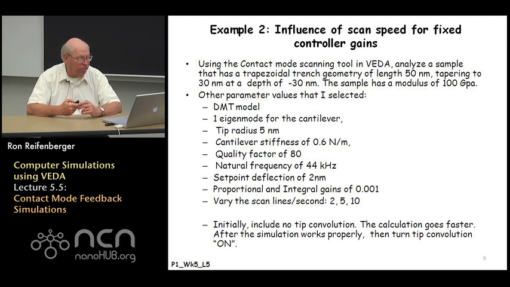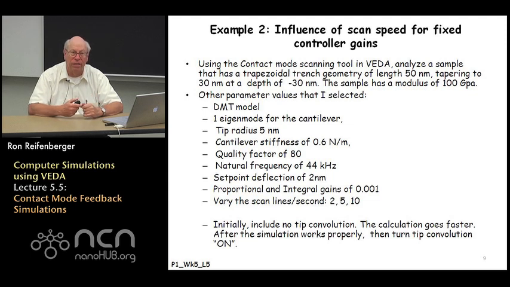I pick a cantilever stiffness of 0.6 newtons per meter, and my set point deflection is 2 nanometers. So multiplying those two numbers would tell me my set point force is something like 1.2 nanonewtons. And I've got proportional and integral gains set, and what I'm going to do is just vary the scan speed from 2 lines per second to 5 lines per second to 10 lines per second.